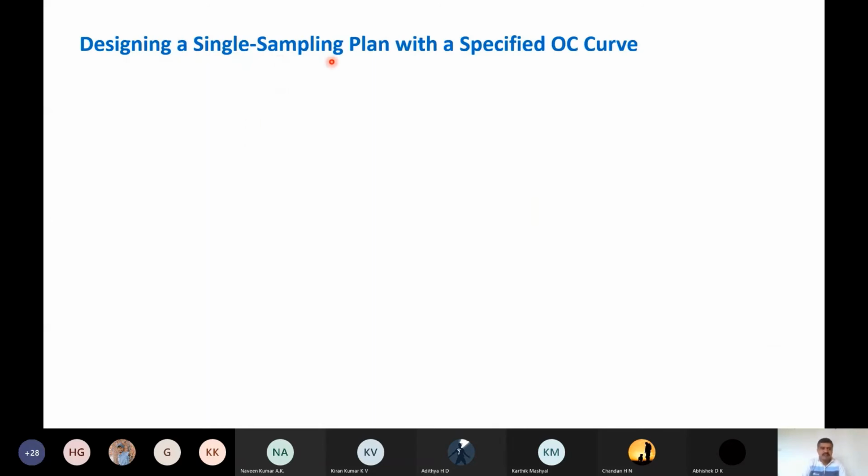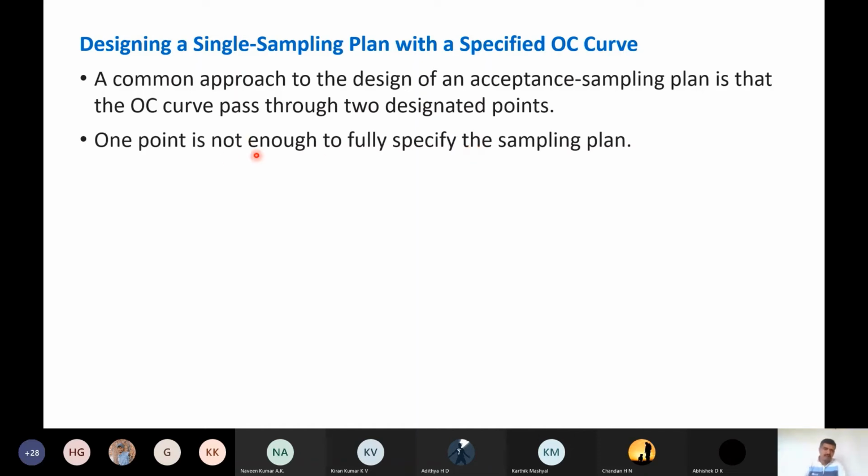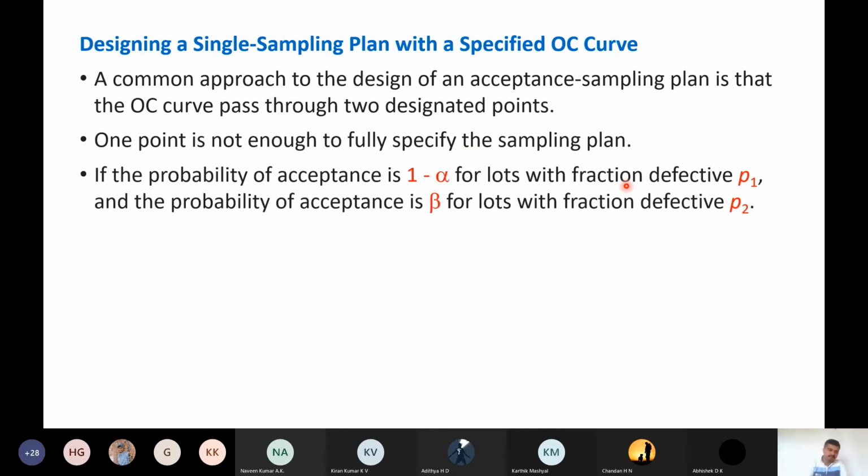Okay, designing a single sampling plan with a specified OC curve. A sampling plan means you have to decide on the sample size and acceptance number. We can use nomograms, which we will discuss. A common approach to the design of an acceptance sampling plan is that the OC curve passes through two designated points. Here we are concerned about what should be the sample size and what should be the acceptance number. One point is not enough to fully specify the sampling plan.